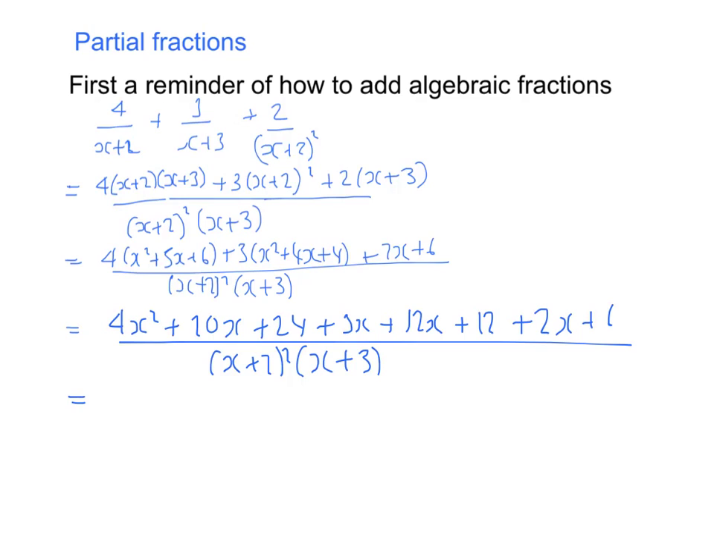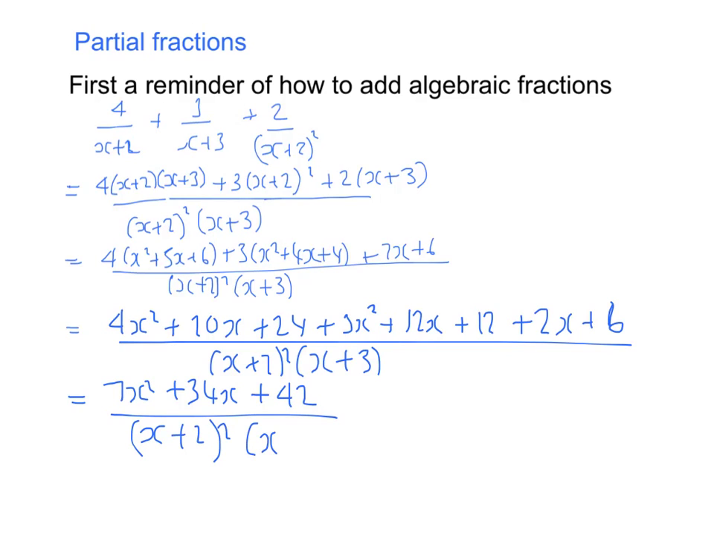Okay, so lastly, just combine all the terms. Whoops, missed an x squared there. So we've got 4x squared and 3x squared, so 7x squared. 20x, 12x and 2x makes 34x altogether. And 24 plus 12 plus 6 is 42. Okay, so that's our answer. Just want to possibly come back to that a bit later.